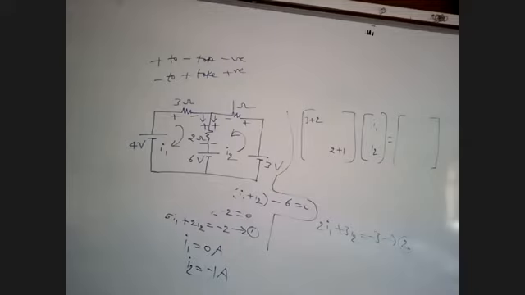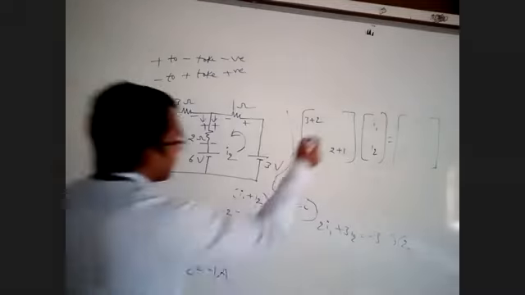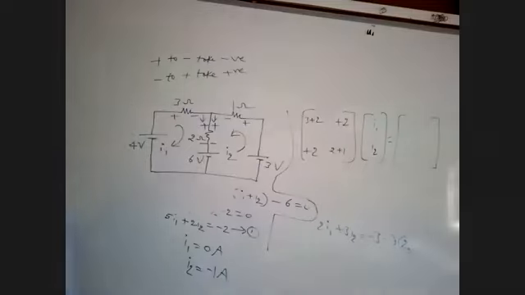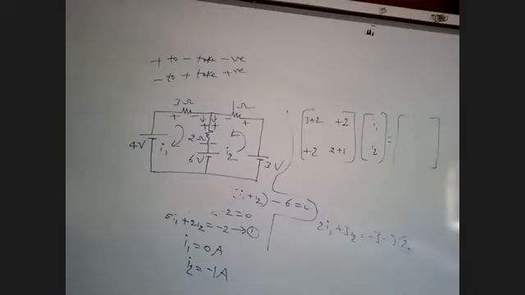Now come to the common elements. First loop and second loop common element. Why am I taking +2? Both I1 and I2 are in the same direction. That's why I am taking +2.